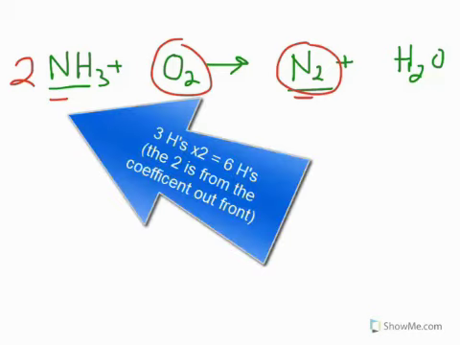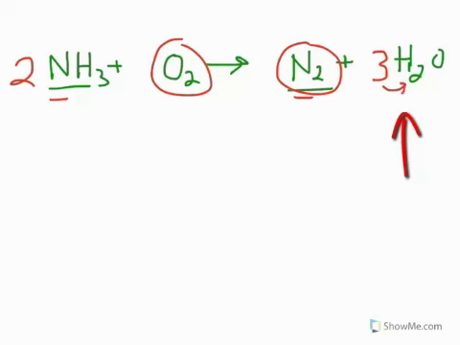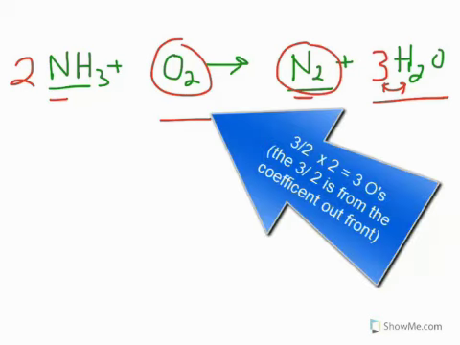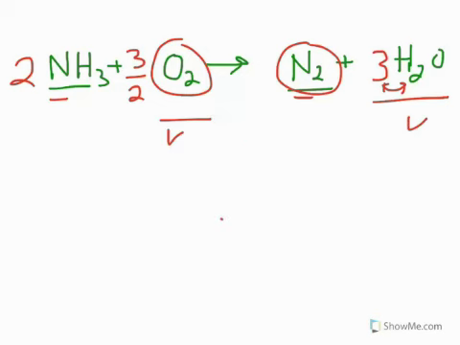So I look at my hydrogens. I have 6 hydrogens, so I need a 3 on that side. 3 times 2 gives us 6 hydrogens on that side. And now I total up my oxygens. I have 3 oxygens on this side, 2 over here. This is not going to work. I'm going to end up with 3 halves here. That would make it work. That would give me 3 oxygens on the right side, and 3 halves times 2 gives us 3 oxygens on this side. But we're not allowed to do that. So I have to multiply everything by 2.